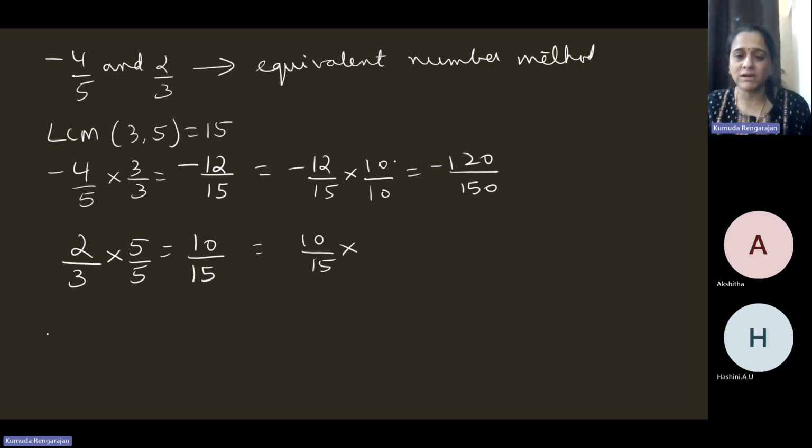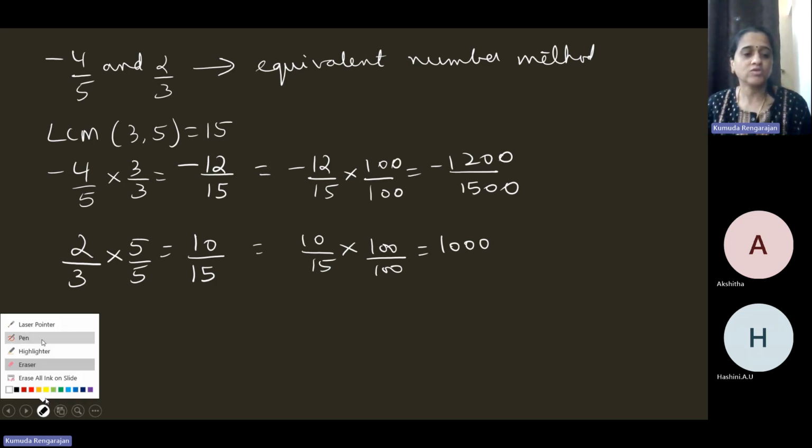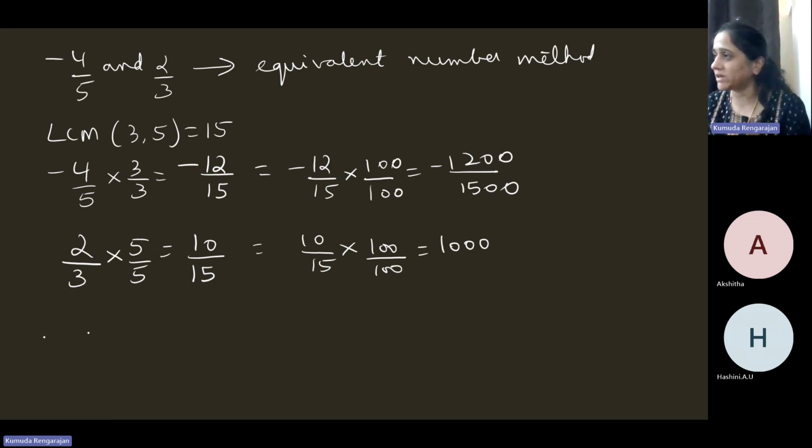You can multiply by any number like this, but multiplying by 0 loses the value, right? You should not do that. See, we are multiplying by 1 everywhere. When you do into 100 by 100, you're multiplying by 1. Into 3 by 3 means you're multiplying by 1. So you cannot multiply by 2, 3, 0.